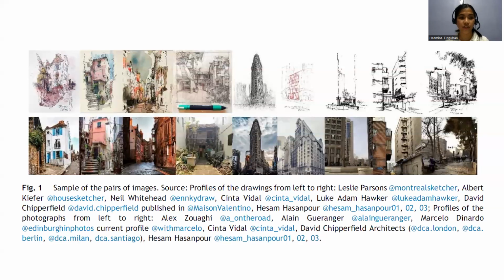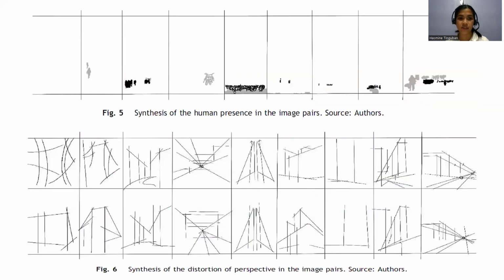So here we have the first figure, sample of the pairs of images. So these images were from Instagram. And then next we have the figure 5, synthesis of the human presence in the image pairs. So they grouped the drawings into categories based on how people were shown. From no people to lots of people, this shows how important people are in the drawings.